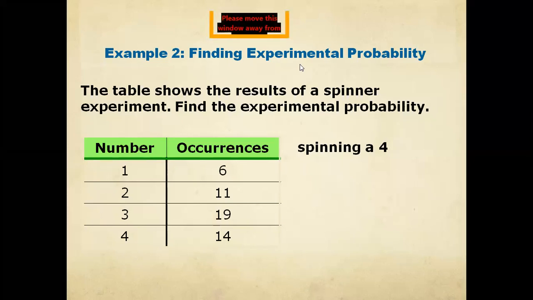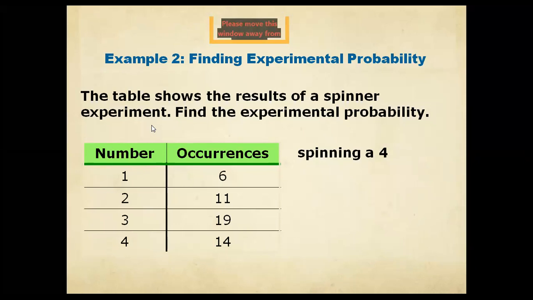Yes. The table shows the results of a spinner experiment. Find the experimental probability of spinning a 4. Yeah. It's 14 out of 100. It's 14 out of, why 100? It's not the same example, Lynn. This is a different one.